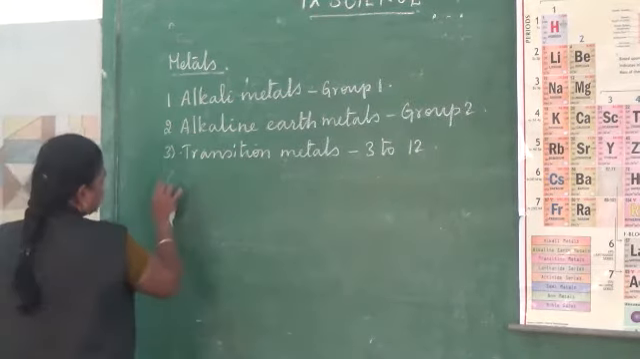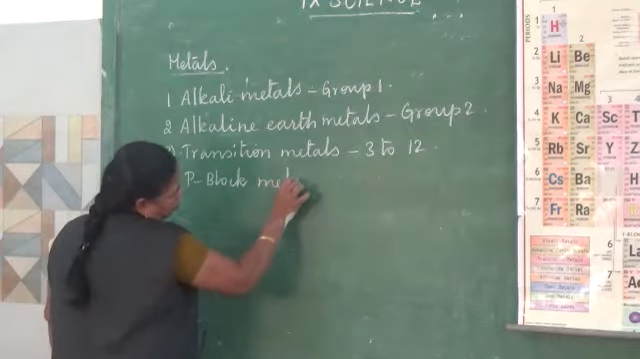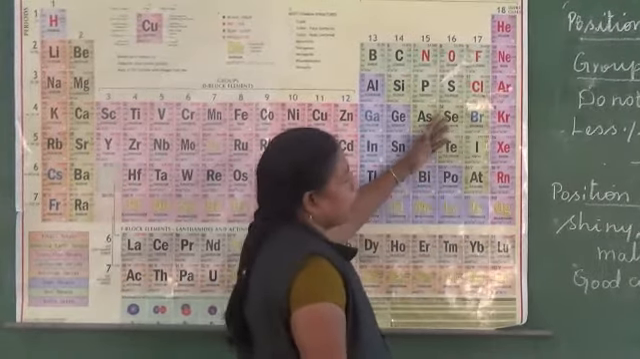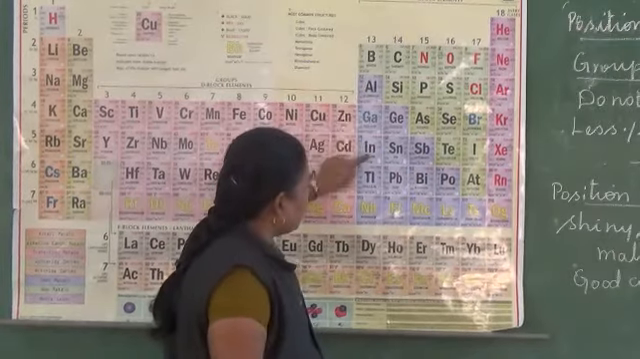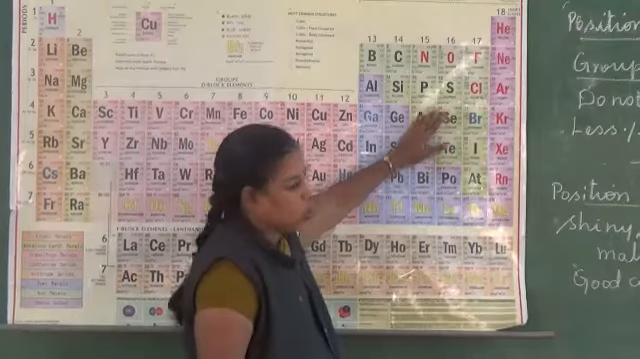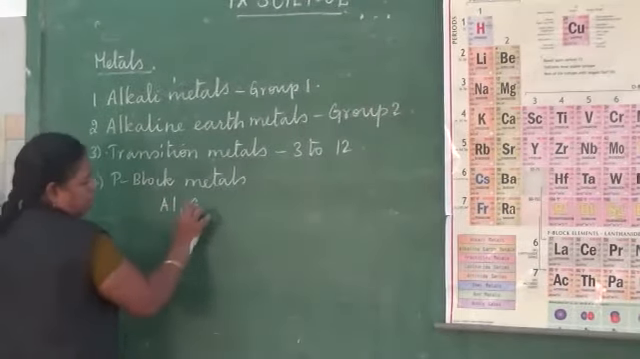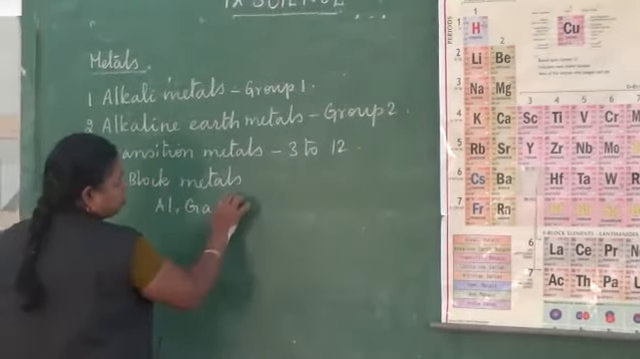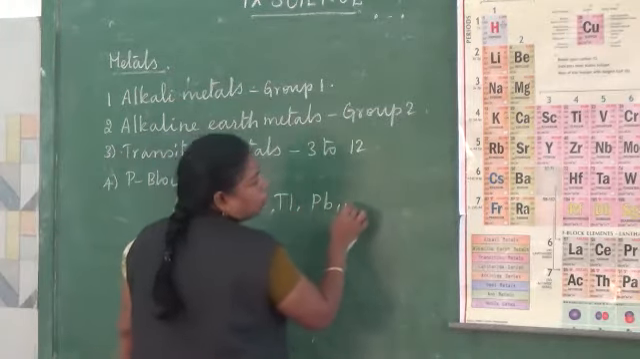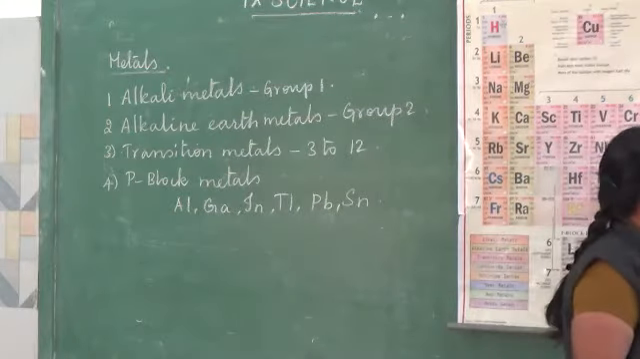And then the last one is P block metals. As I already told you, the P block is a home of a variety of elements. It contains metals, non-metals and metalloids. Here aluminium, gallium, indium, thallium, tin and lead are the metals placed in the P block. So these elements are called P block metals.